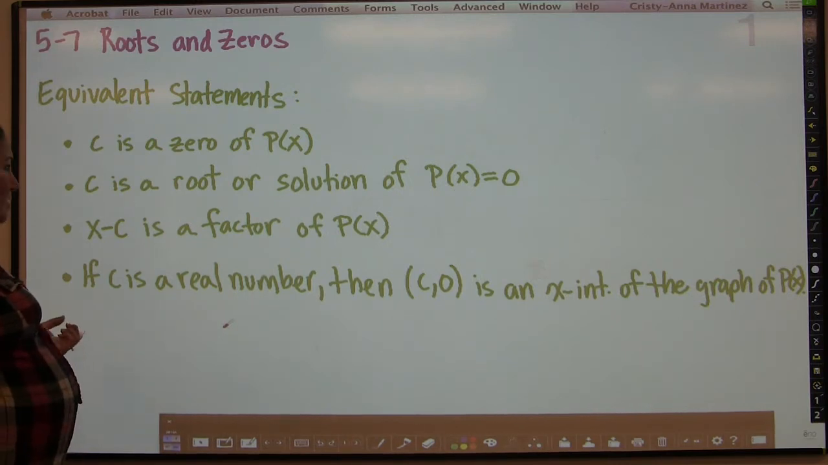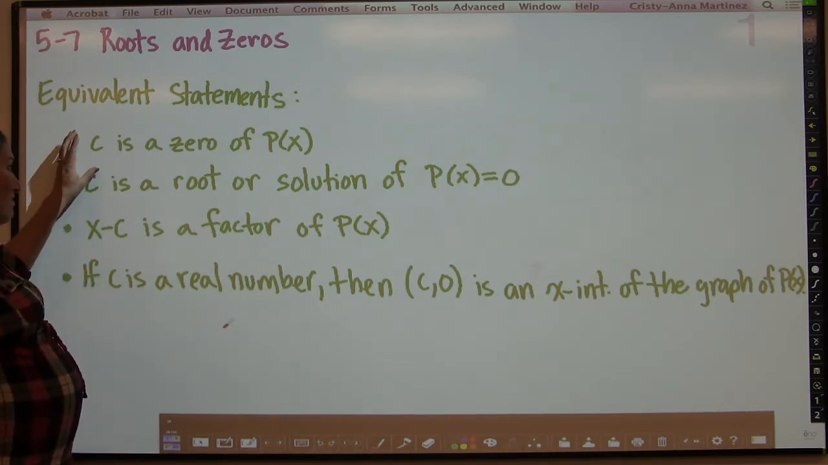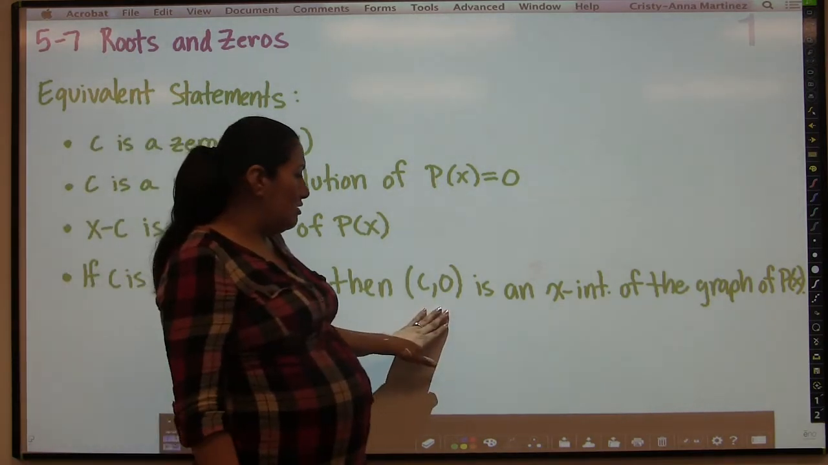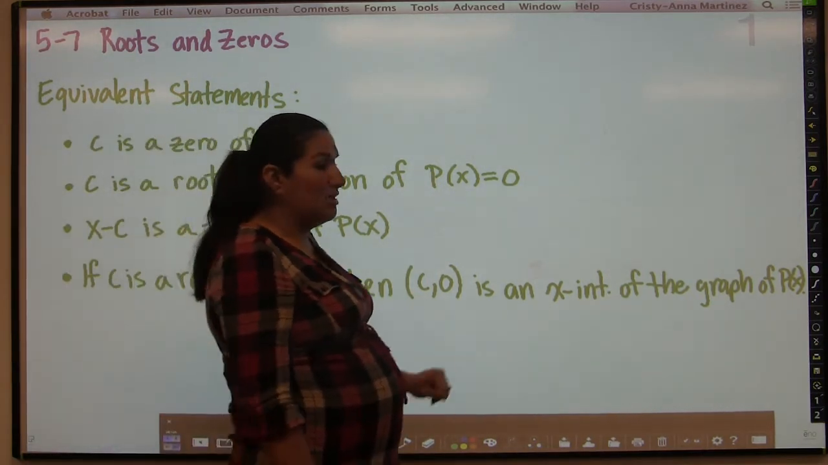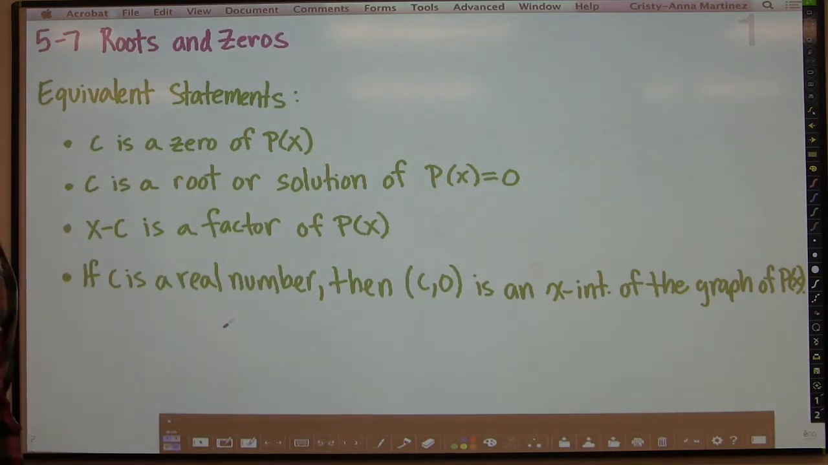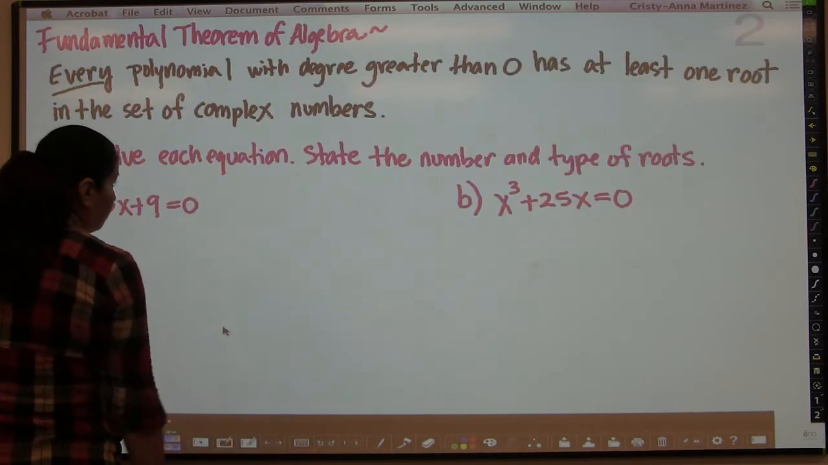Another way of looking at solutions and roots and zeros also is as x-intercepts. That's my last statement here, that if 5 is a zero, then 5 is also an x-intercept. So (c, 0) is an x-intercept of the graph of the polynomial. These are all just equivalent statements, so that when you hear them, you understand that they're all asking for pretty much the same thing.